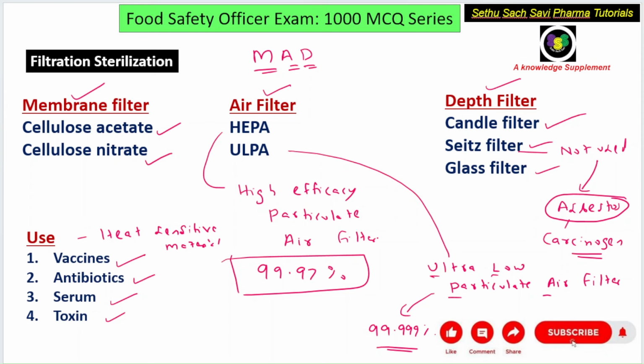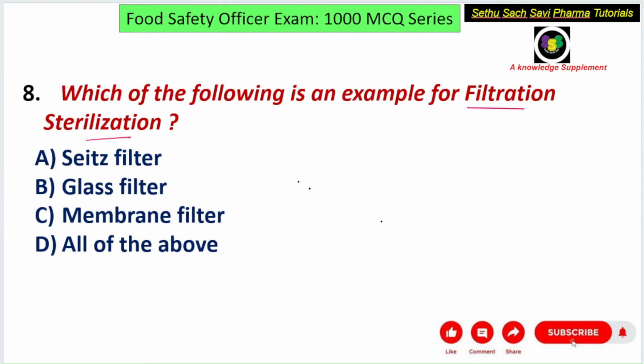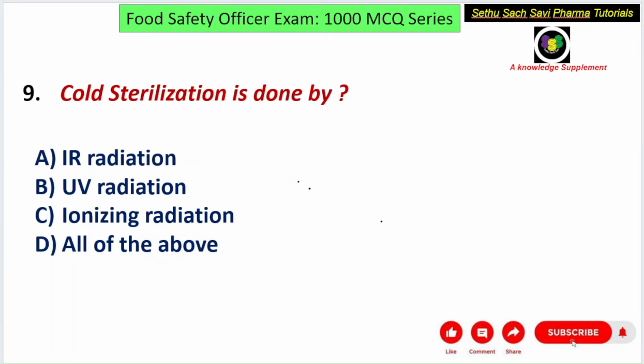Coming to the question, which of the following is an example for filtration? Seitz filter is an example, glass filter is an example, membrane filter is an example. So the correct choice is all of the above. Now let's move to the ninth question. Cold sterilization is done by A, IR radiation, B, UV radiation, C, ionizing radiation, D, all of the above.